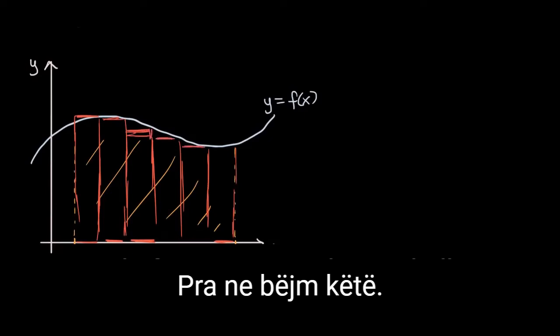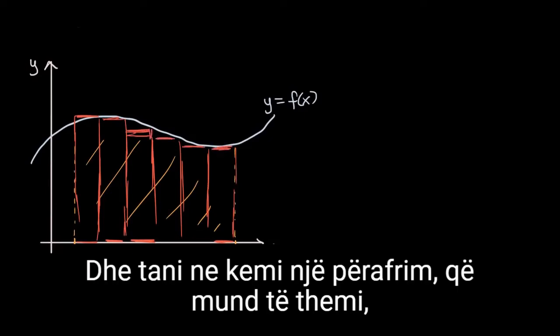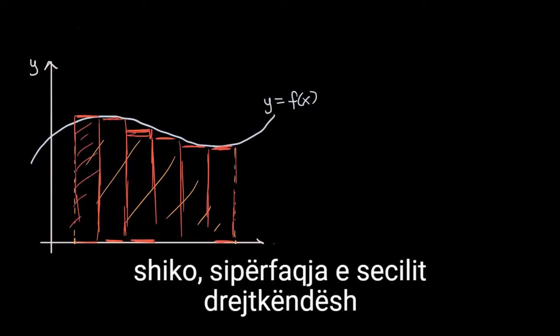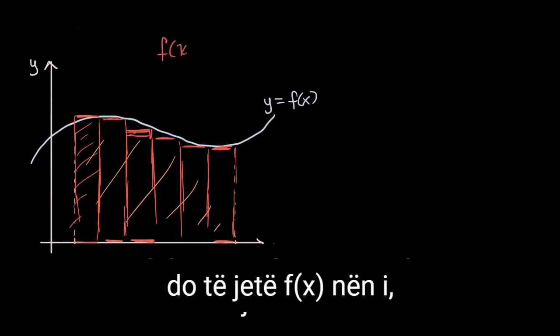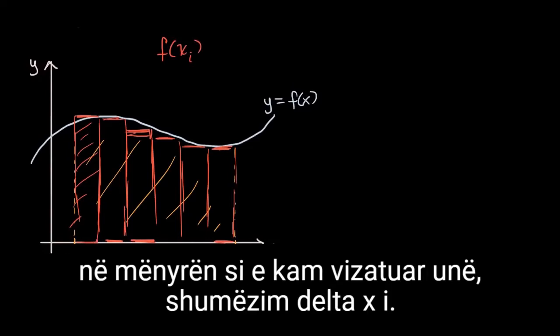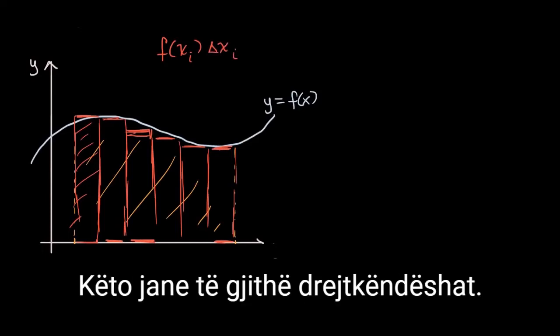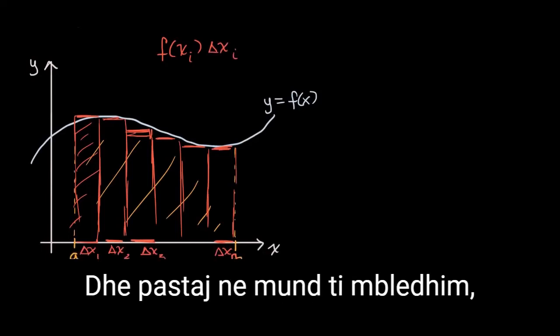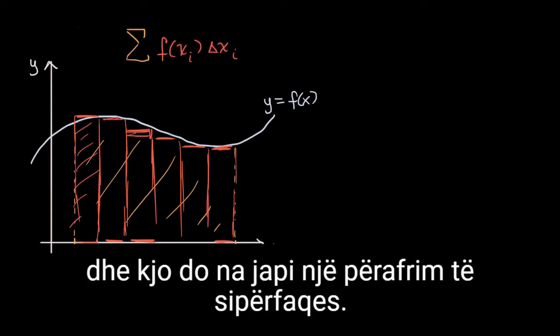And so now we have an approximation where we can say, look, the area of each of these rectangles is going to be f of x sub i, where x sub i is the right boundary the way I've drawn it, times delta x i. That's each of these rectangles. And then we can sum them up. And that would give us an approximation for the area.